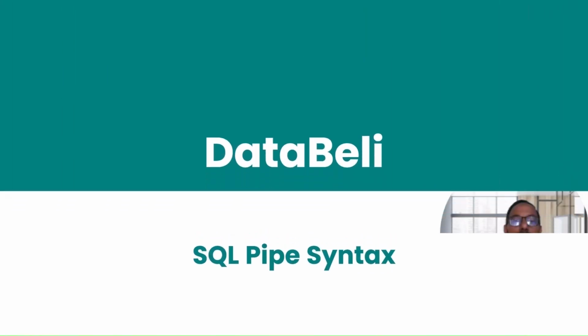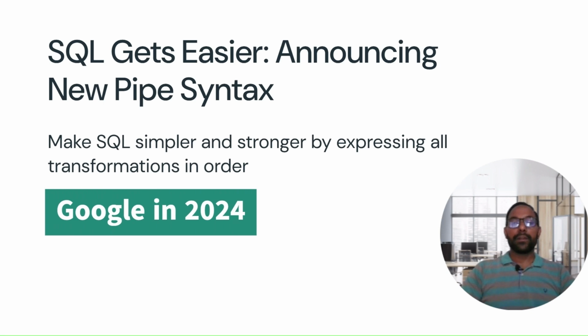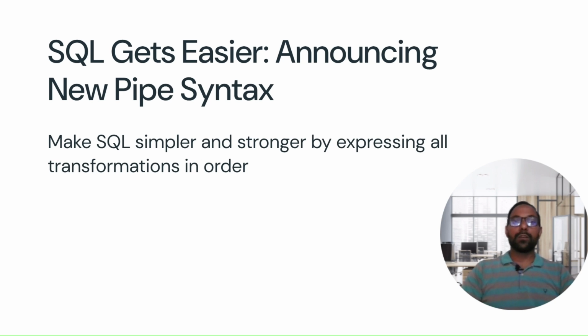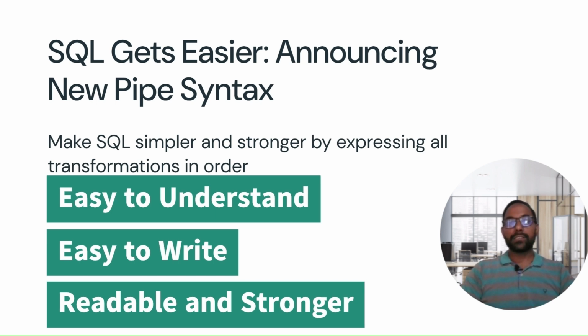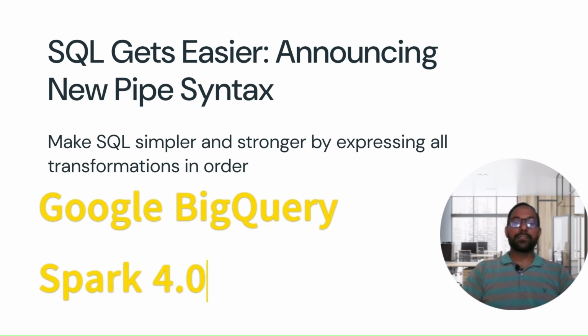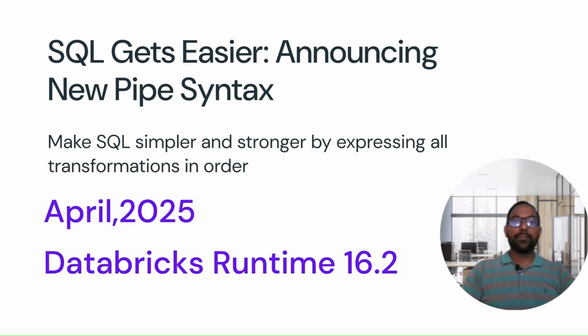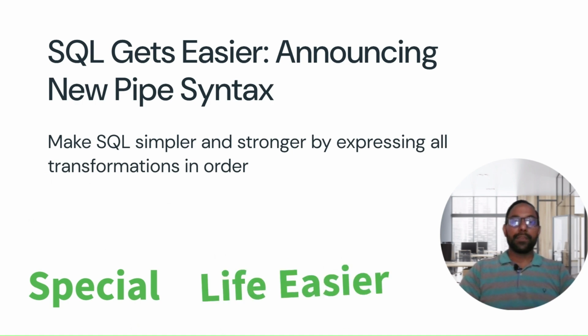Hi, today we are going to discuss a new Spark SQL syntax, which is pipe syntax. It was first introduced by the Google team in 2024, when their researchers claimed that this syntax is going to make SQL easier to understand, easier to write, more readable and stronger. It was then adopted by Google BigQuery and Spark 4.0 also, and in April 2025, Databricks also integrated this in their Databricks Runtime version 16.2. So let's understand what makes this syntax so special and how it can make our life easier.